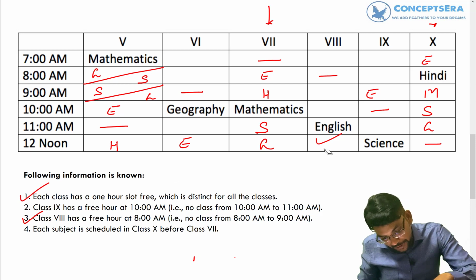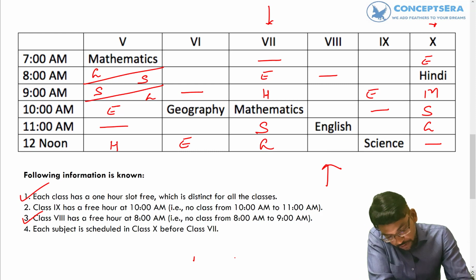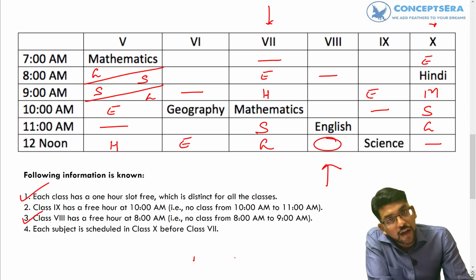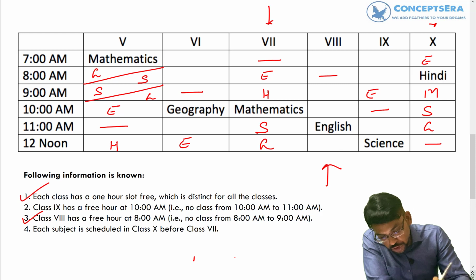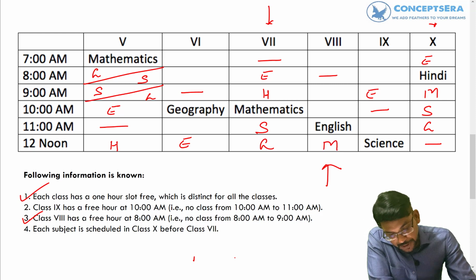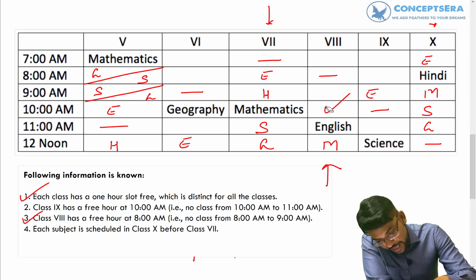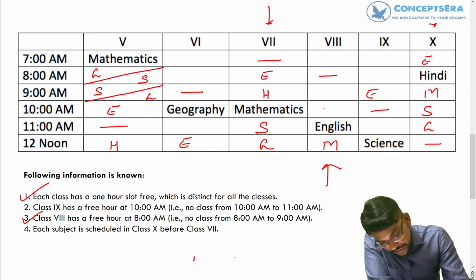So we look for mathematics here. So here we can go. So only one position is left out here, and that position should be for mathematics. And when we fix mathematics, we can look at this position, because only one subject is left out here, and that subject has to be Hindi here.